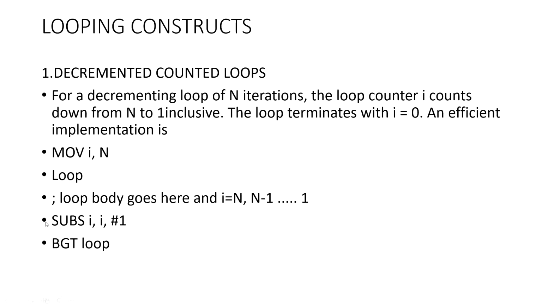Loop. Again, this thing starts executing. The main aim, we should know that we have started this I with n. So every time it gets decremented by 1, so it is n minus 1 till 1. As soon as it becomes 0, it will come out.